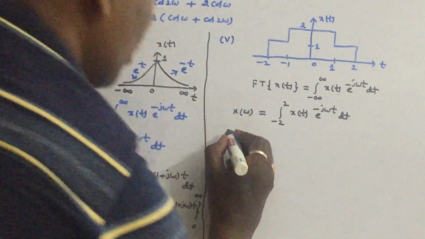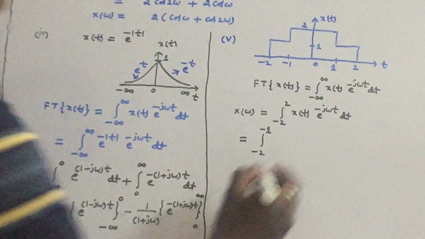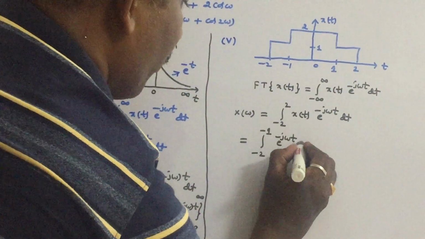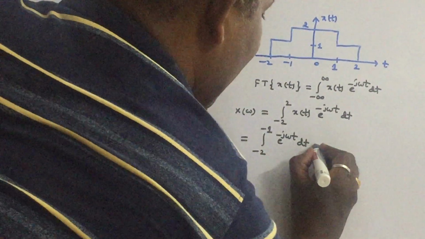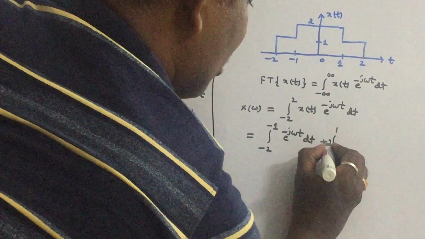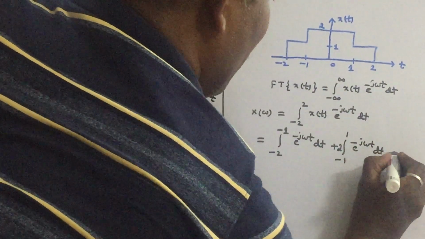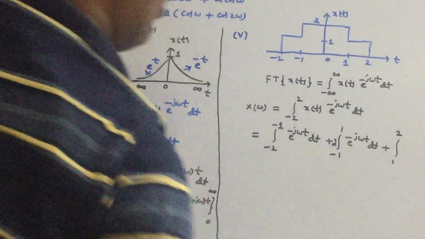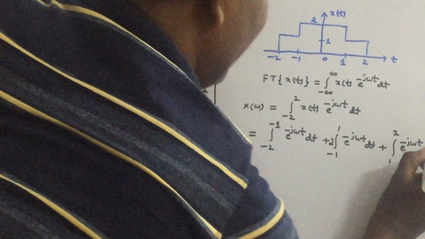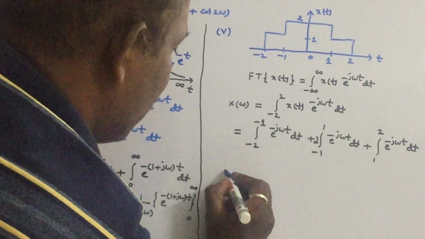But again, in this interval, x of t is defined: integral from -2 to -1. In this interval, what is x of t? Amplitude 1. So e power minus j omega t dt, plus integral from -1 to 1. In this interval, what is the x of t value? 2. Write the 2 outside. So e power minus j omega t dt, plus the integral from 1 to 2, where the value of x of t is 1. So e power minus j omega t dt. Just calculate the integral values and substitute the limits, and the answer will come.